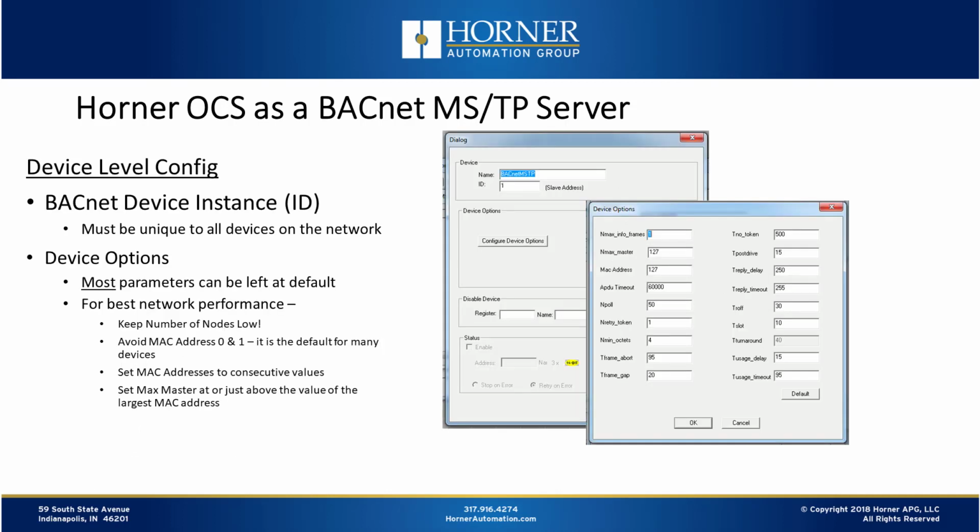So after we configure on the network level, which is where we configure baud rate, enable, disable, etc., then we go into the device level. And with MSTP, there's a little bit more to configure than you'll find even on BACnet IP. The first thing that you'll need to configure, that of consequence at least, is a BACnet instance ID. This needs to be unique on the network. The default is typically 1, but that may not be a great choice to use. You're probably going to want to use something that's not quite as common as 1. But again, the first thing you have to configure is a BACnet device instance ID.